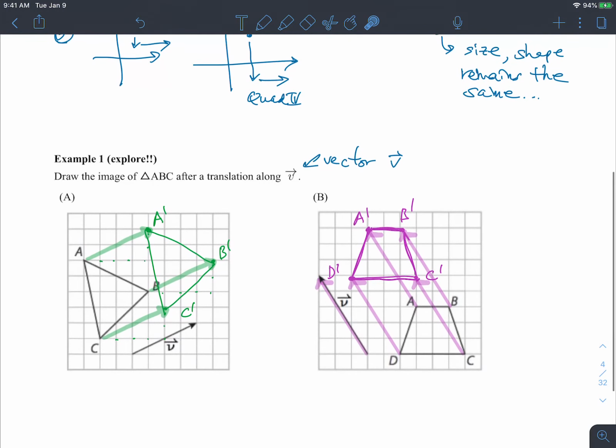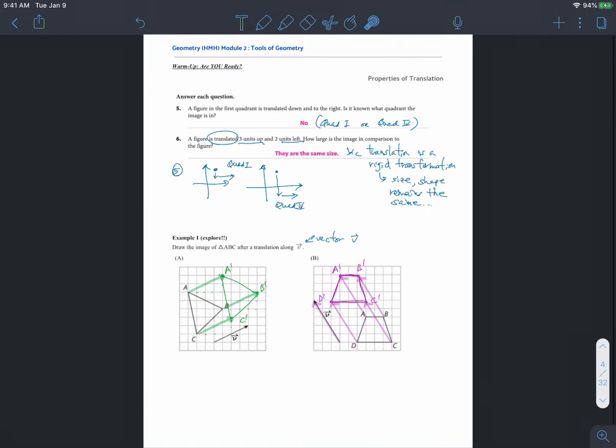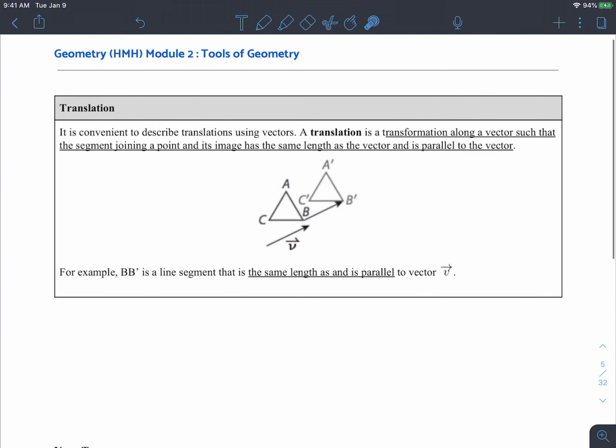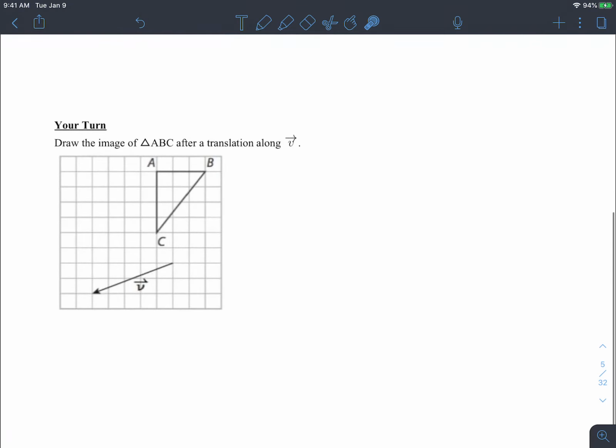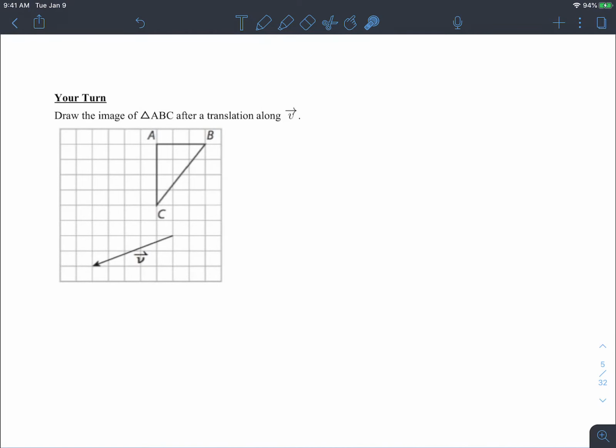Okay, guys? All right, why don't you finish copying that down? For example, BB prime is a line segment that has the same length and is parallel to the vector V. So this one over here is the same length as that, and they're parallel. If you do CC prime and AA prime, they will all be the same length, and they're all going to be parallel. Okay, so why don't you go ahead and try this and see what you get.